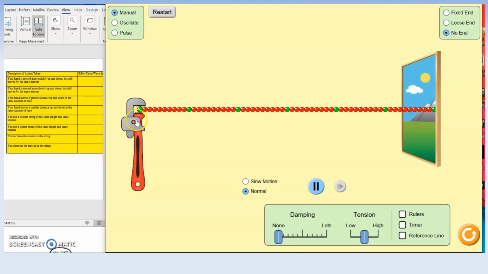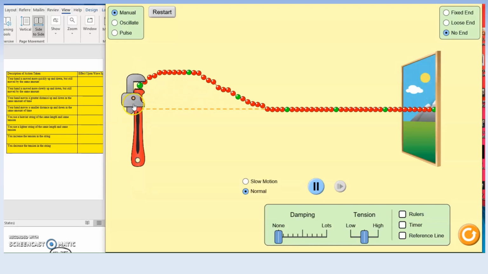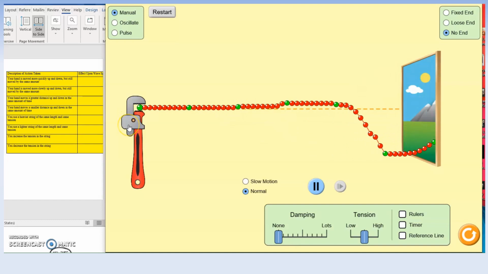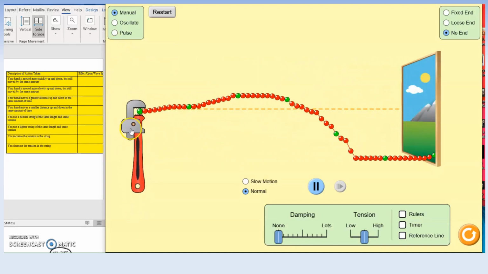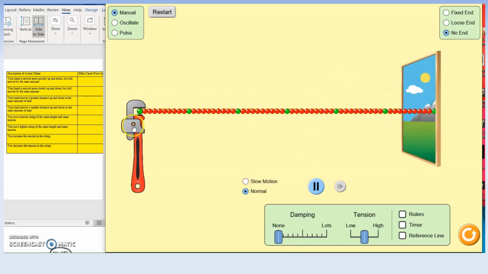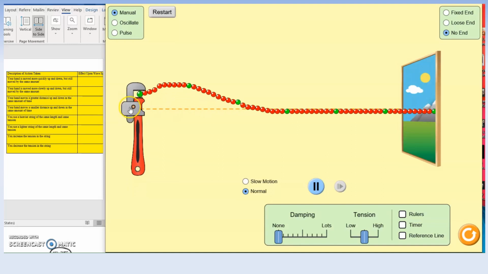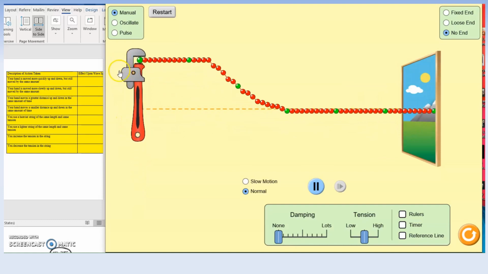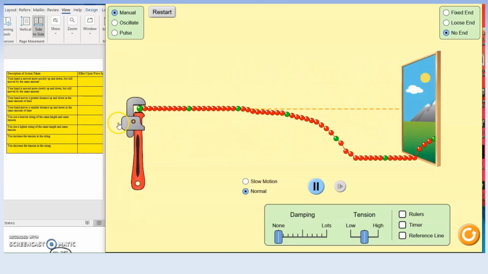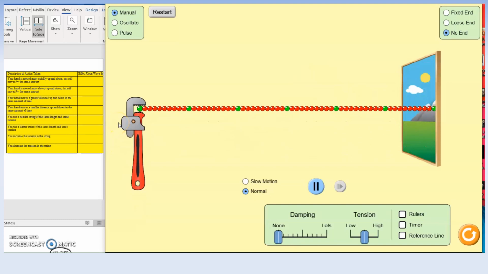Likewise, when we create the wave, I can create a wave of small amplitude by moving my hand up a short distance, or I can create a wave of larger amplitude by moving my hand up a larger distance. Let's try that again. I'll try to change the magnitude. Here is a small amplitude wave. Take a look at its speed. Here's a large amplitude wave. You can see that the amplitude clearly changes, but the speed of the wave does not.